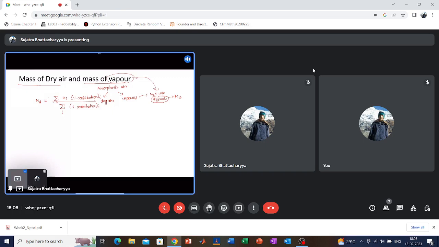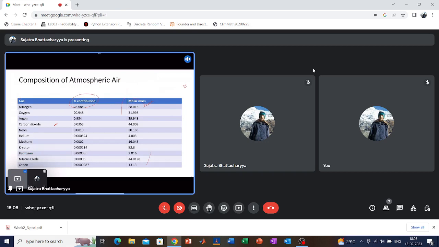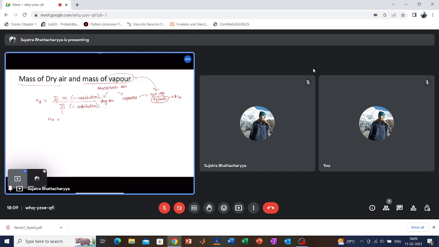So how can we write it? md is equal to, the first gas is nitrogen, so 78.084 times 28.013, plus 20.948 times 31.998, and so on. You can see from the percentage contributions that their total summation is nothing but 100%, quite near to 100%. Therefore, in the denominator we can write 100. Now, how will we write the numerator? Let me write it.